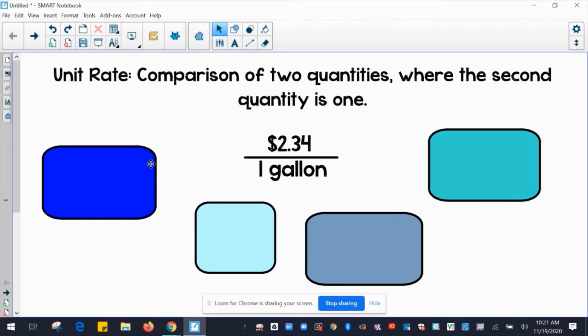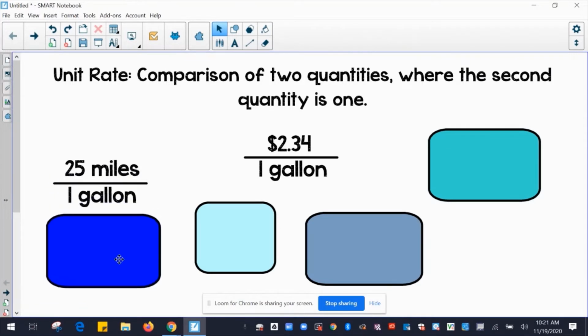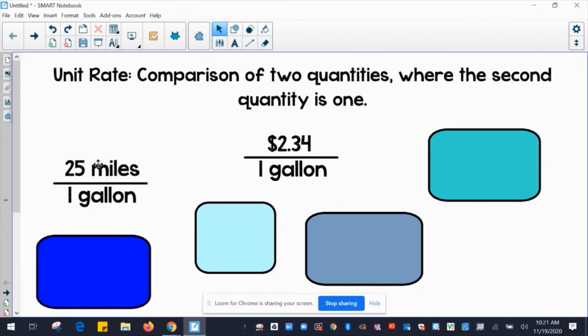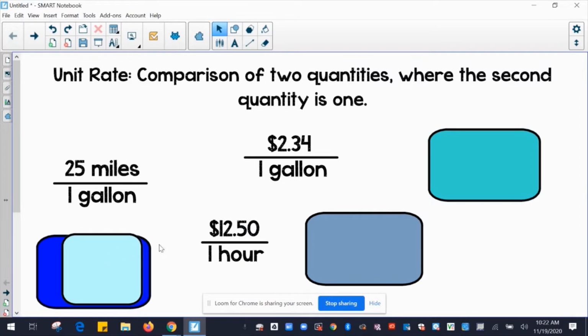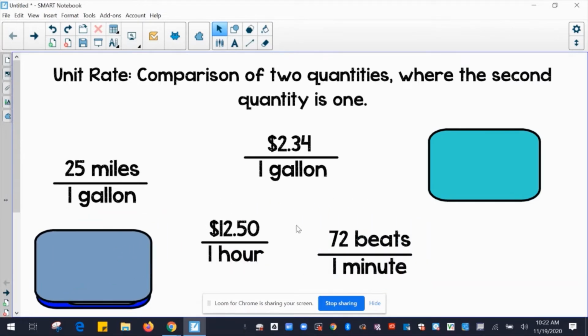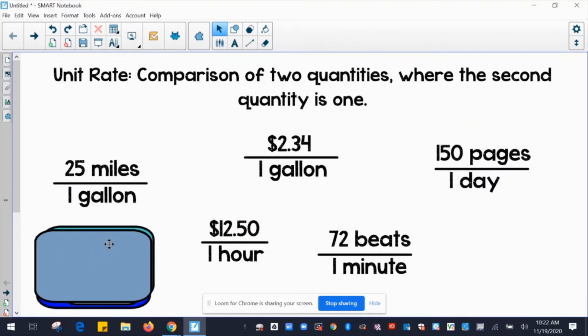Some examples of unit rates you might see would be your gas mileage. How many miles can you get per gallon of gas? This one here is 25 miles per gallon. Another might be how much you make to babysit an hour, $12.50 per hour. Another example might be your heart rate, 72 beats per minute. And the last could be how many pages of a book you're reading a day, 150 pages per day.